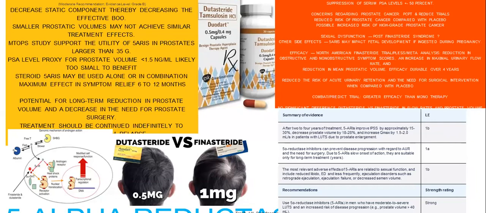Then, just to quickly touch on some of the side effects, decreased libido and ejaculatory dysfunction have been well described, and obviously there is concern of prostate cancer. However, I just wanted to touch on Post-Finasteride Syndrome, which describes a constellation of persistent and potentially irreversible side effects, sexual, neurological, and physical side effects, and can have mental side effects as well in a subset of men.